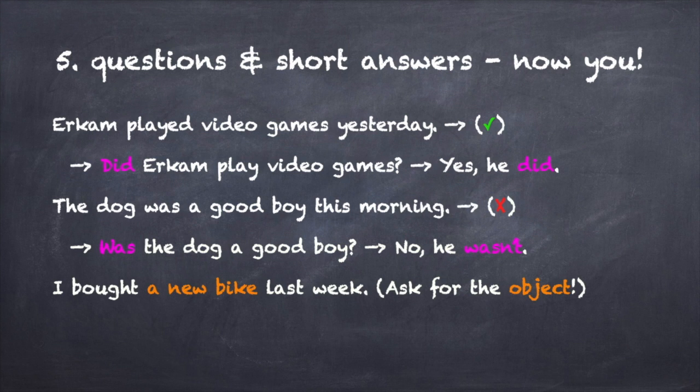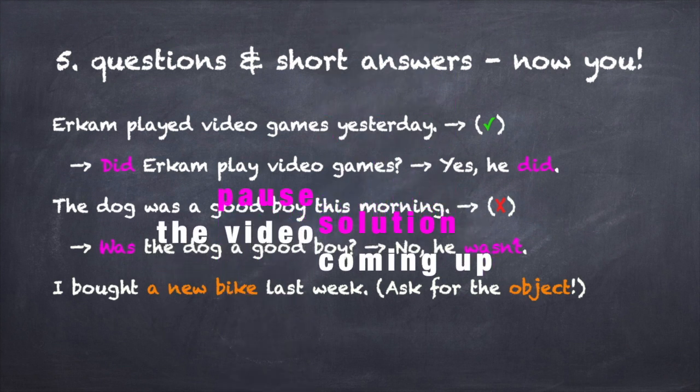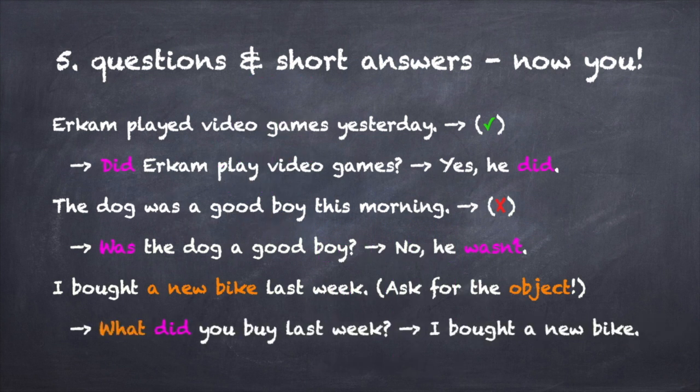Wie fragen wir in dem Satz denn nach dem New Bike? Richtig, mit was, und auf Englisch heißt das what. Fragewörter kommen an den Anfang des Satzes und danach geht der Satz einfach nur so weiter, als wäre es eine Ja-Nein-Frage. So the answer coming up is, what did you buy last week?